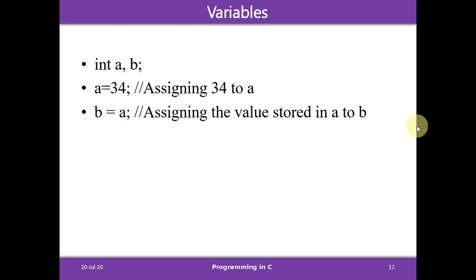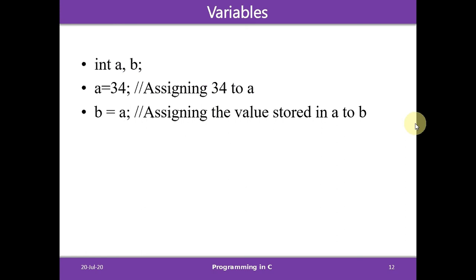Now variables. Just like I said earlier, int a, b: a and b are variables of type integer. So a equal to 34. We assign the value 34 to a. Equal to is the assignment operator. Whatever you give on the left side is where it will be stored. Anything on the right side of the equal to is the expression to evaluate, and the evaluated result will be stored on the left side. So the assignment always proceeds from right to left.